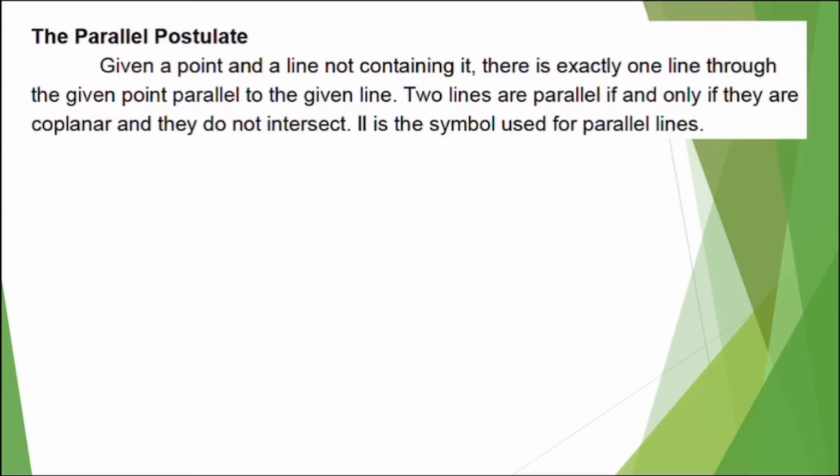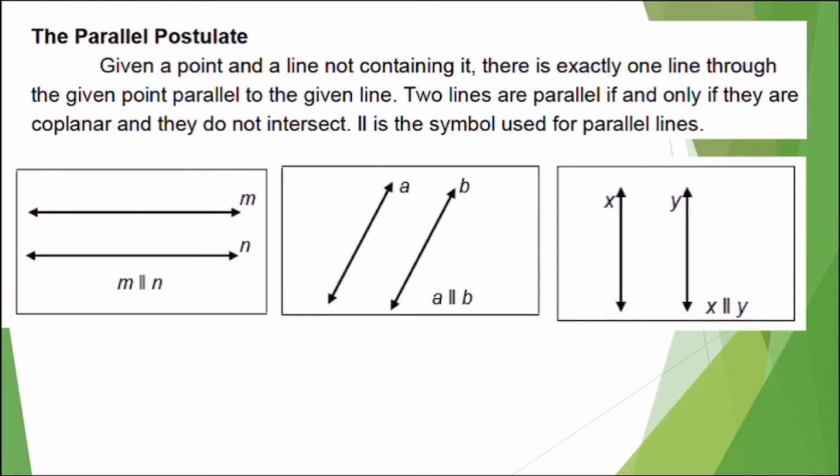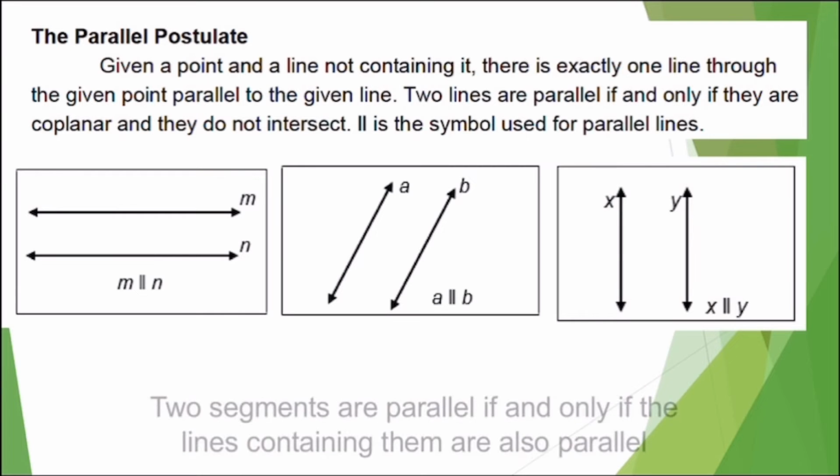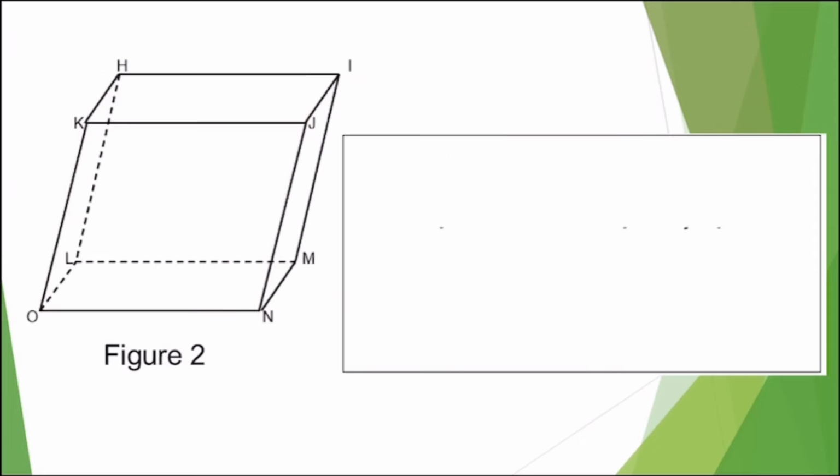Parallel lines can be shown by the following figures: the first figure, the second figure, and the third figure. Parallelism is not only limited to lines but applies to segments as well. Consider another postulate. Two segments are parallel if and only if the lines containing them are also parallel. Now, in Figure 2, the paired parallel segments formed are the following.